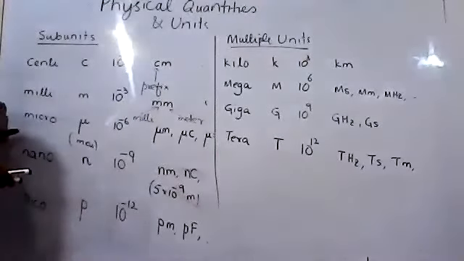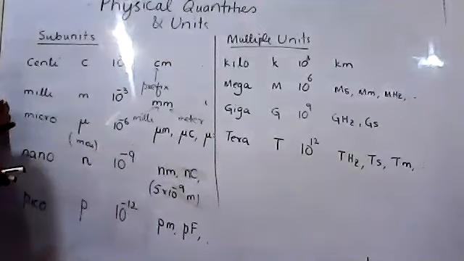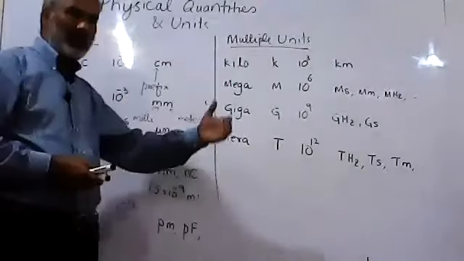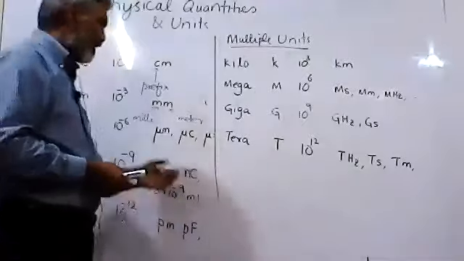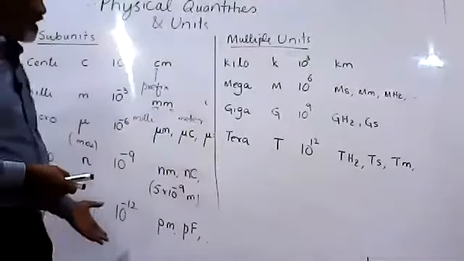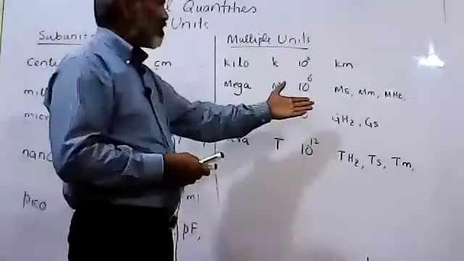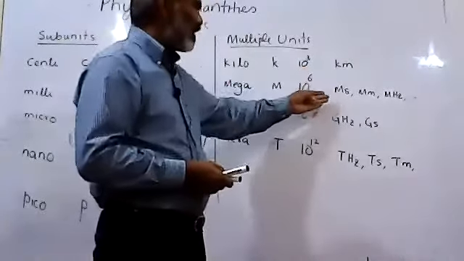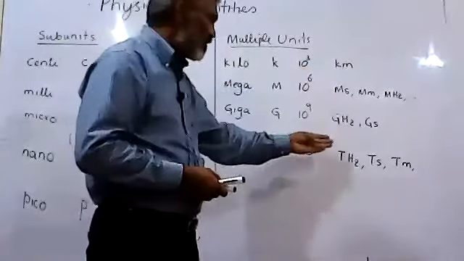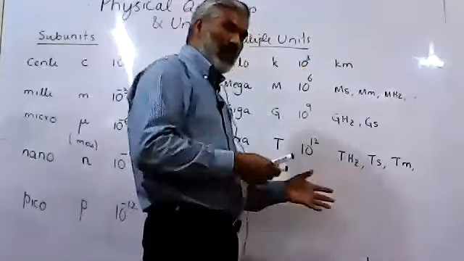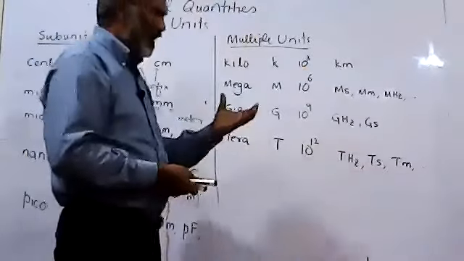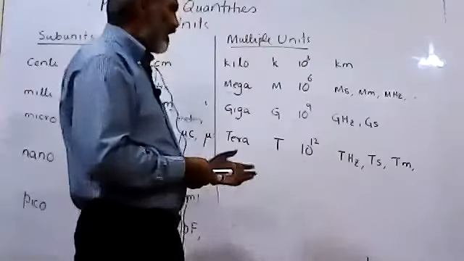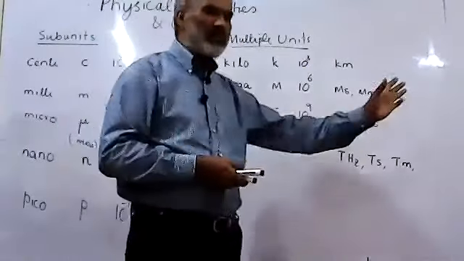This is the kind of prefixes which are used to express very, very small measurements. 0.000000 type of numbers are expressed in these prefixes, whereas very large number, for example, 3 followed by 6 zeros, 5 followed by 9 zeros, or 12 zeros, they are conveniently expressed in a compressed form just by writing 10 raised to power 12 instead of writing 1 followed by 12 zeros.